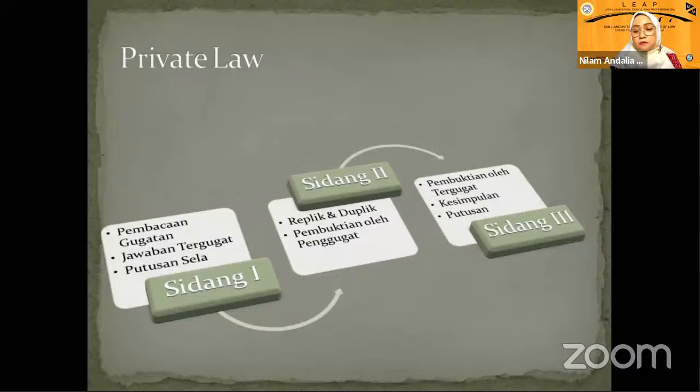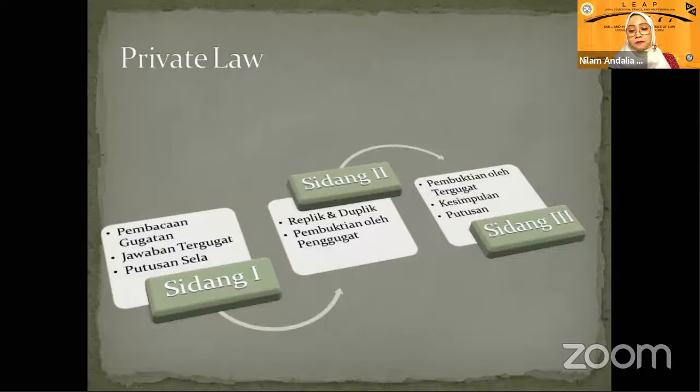The second part is private law. Private law is quite similar to the criminal law system. We divide it into three steps. The first step is the lawsuit reading. The second step starts with giving the evidence to the courtroom, and the third step ends with the verdict from the judges.